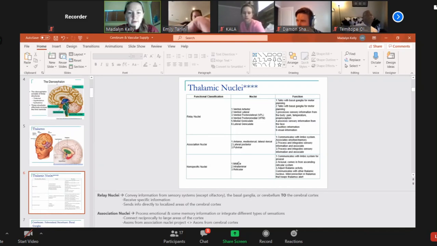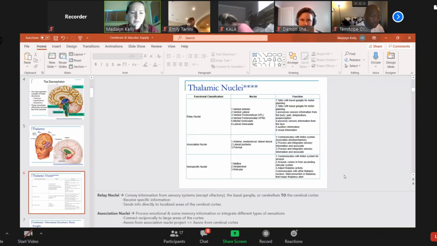Okay. So we need to ask her about midline definitely, and then some of them go more into specific details on their function in the book. Relay nuclei, think about it, conveys the information from the sensory systems, except the olfactory, the basal ganglia, and the cerebellum to the cerebral cortex. So that's a kind of easy one to remember with the thalamus because we always think of it as relaying information. Association, it processes emotion and some memory or integrates different types of sensations.